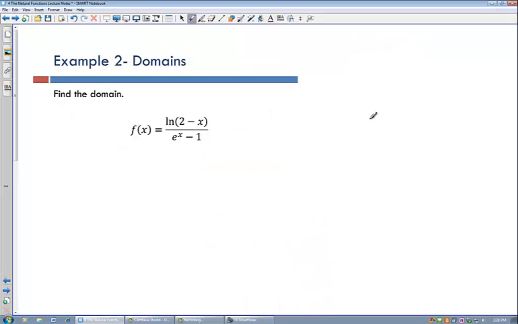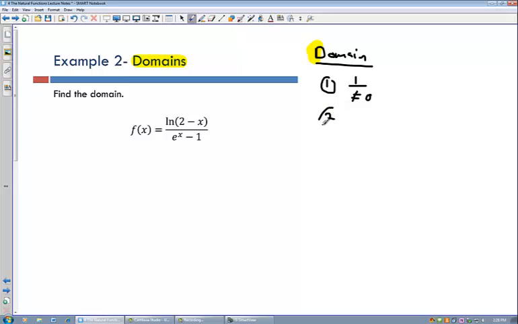Let's look at another example. So we're going to kind of go through what we did before. We talked about domains and ranges. We're not going to do ranges in this section. But remember, there's really 3 things that limit our domain. For our domain, we can't divide by 0, so we have to watch out for that.